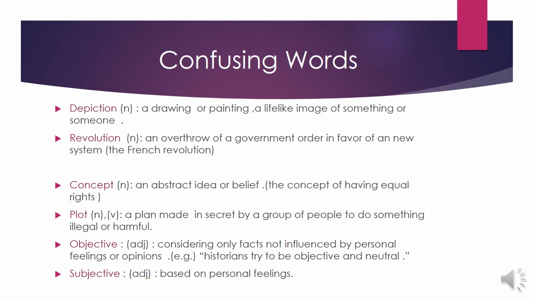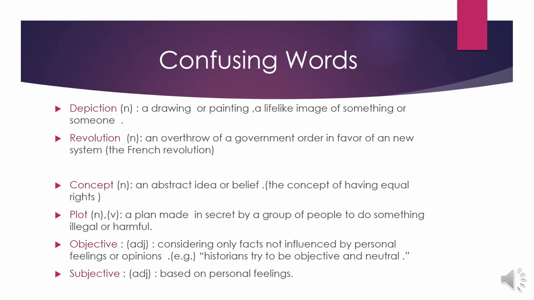Now we have some of the new vocab and confusing words. The first one is depict. What does it mean? It means a drawing or painting. You can say a lifelike image of something or someone, like a painting of the royal family, a painting of the war, for example. And the second one, revolution. It means an overthrow of a government's order in favor of a new system, like the famous French Revolution.